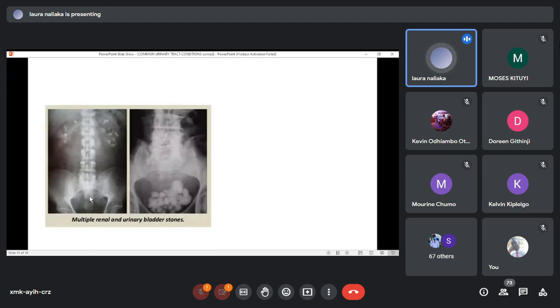So these are plain abdominal radiographs of different patients. The first patient had renal angle pain bilaterally, and you can see multiple calcifications around the renal angles, and these were seen to be renal stones. Second patient also presented with hematuria. Plain abdominal radiograph showed multiple calcifications within the pelvis, and these were bladder stones.